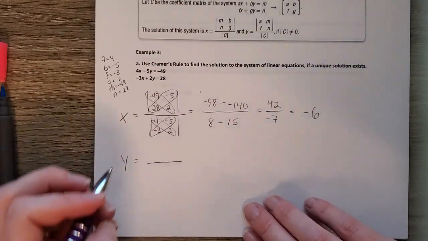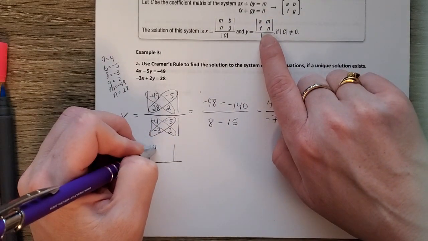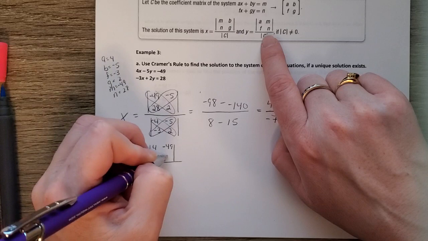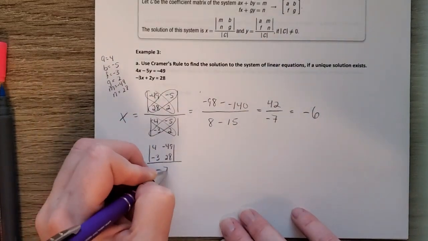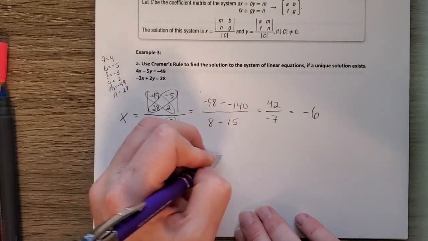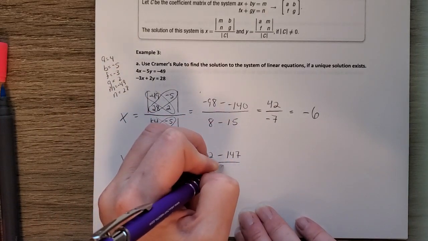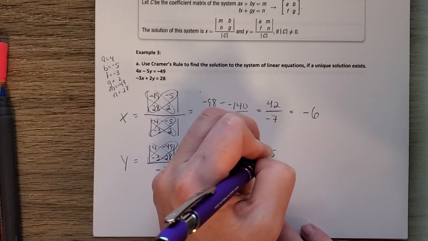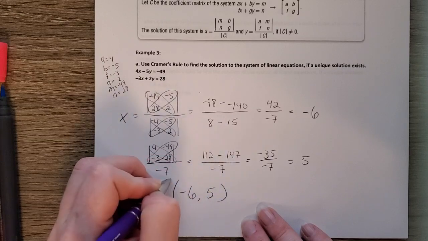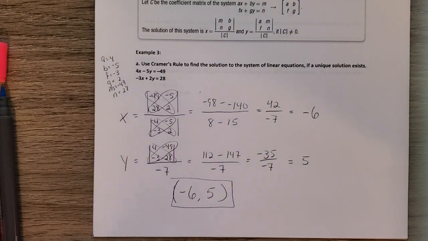So then for the y, if you look up here, the y is A, which is 4, M, which is -49, F, which is -3, and N, which is 28. The bottom is the same, so it's -7. So then we do our products here. We get 112 minus, going this way, is 147. This whole thing's over -7. So we get -35 over -7, which is +5. So the answer is -6, +5. And you can check that by plugging into the equations and seeing if it works.